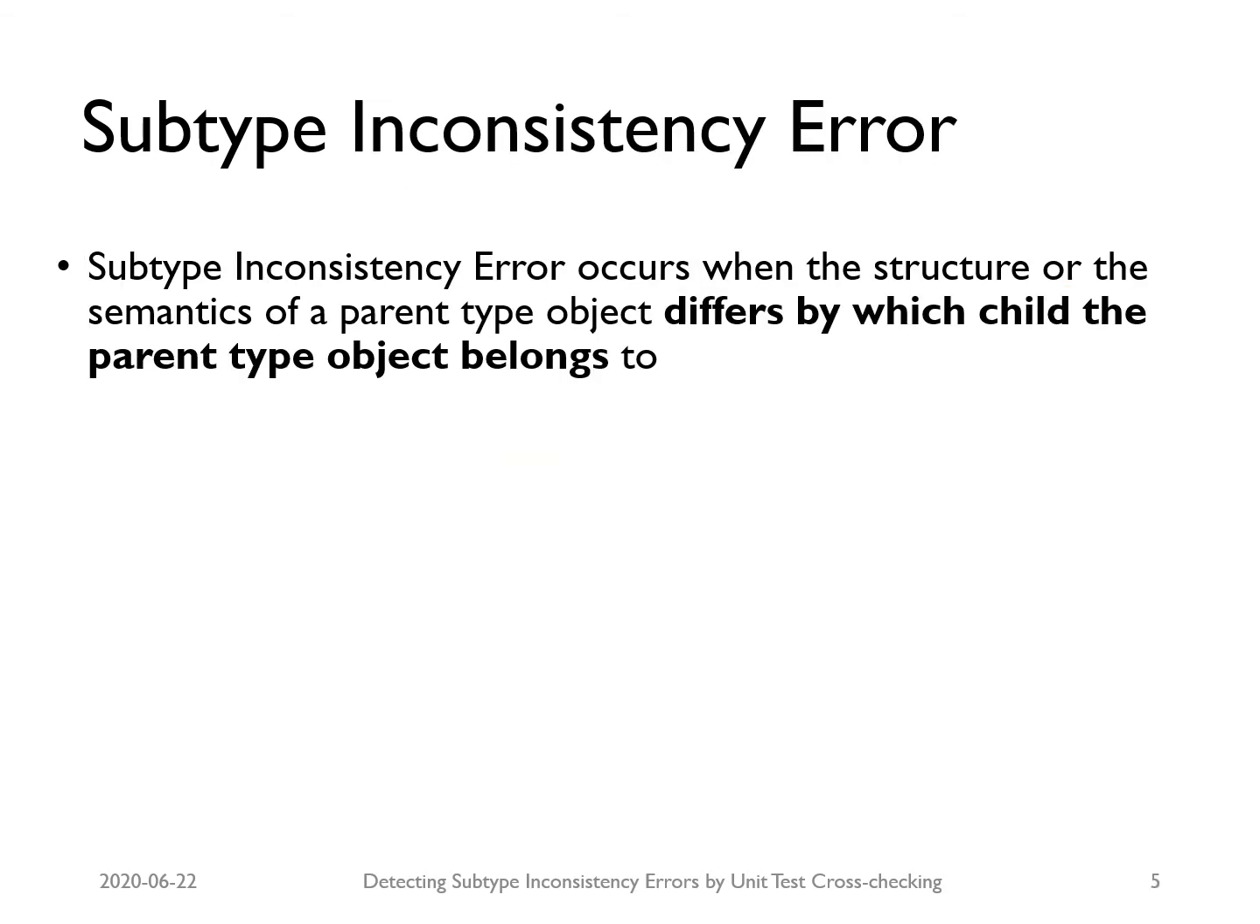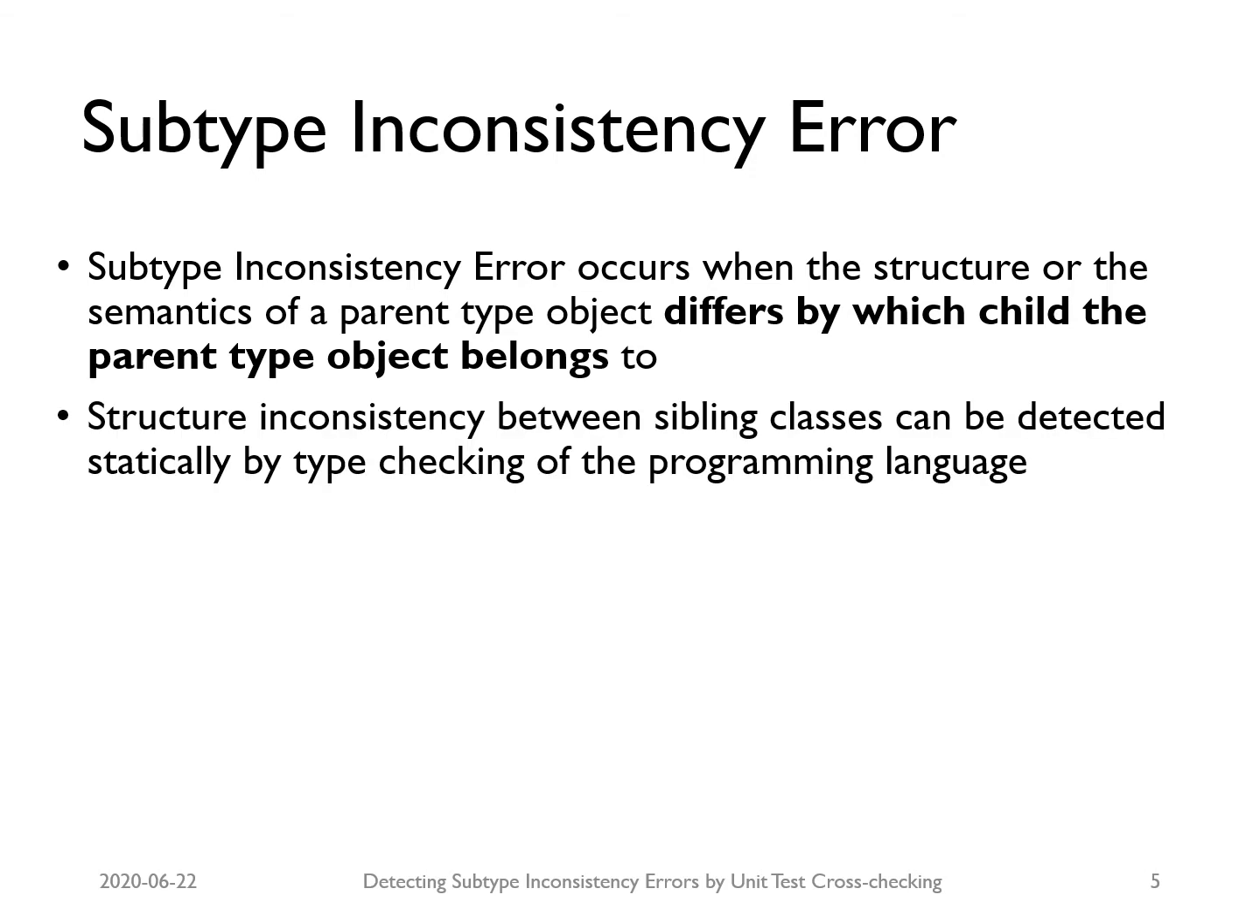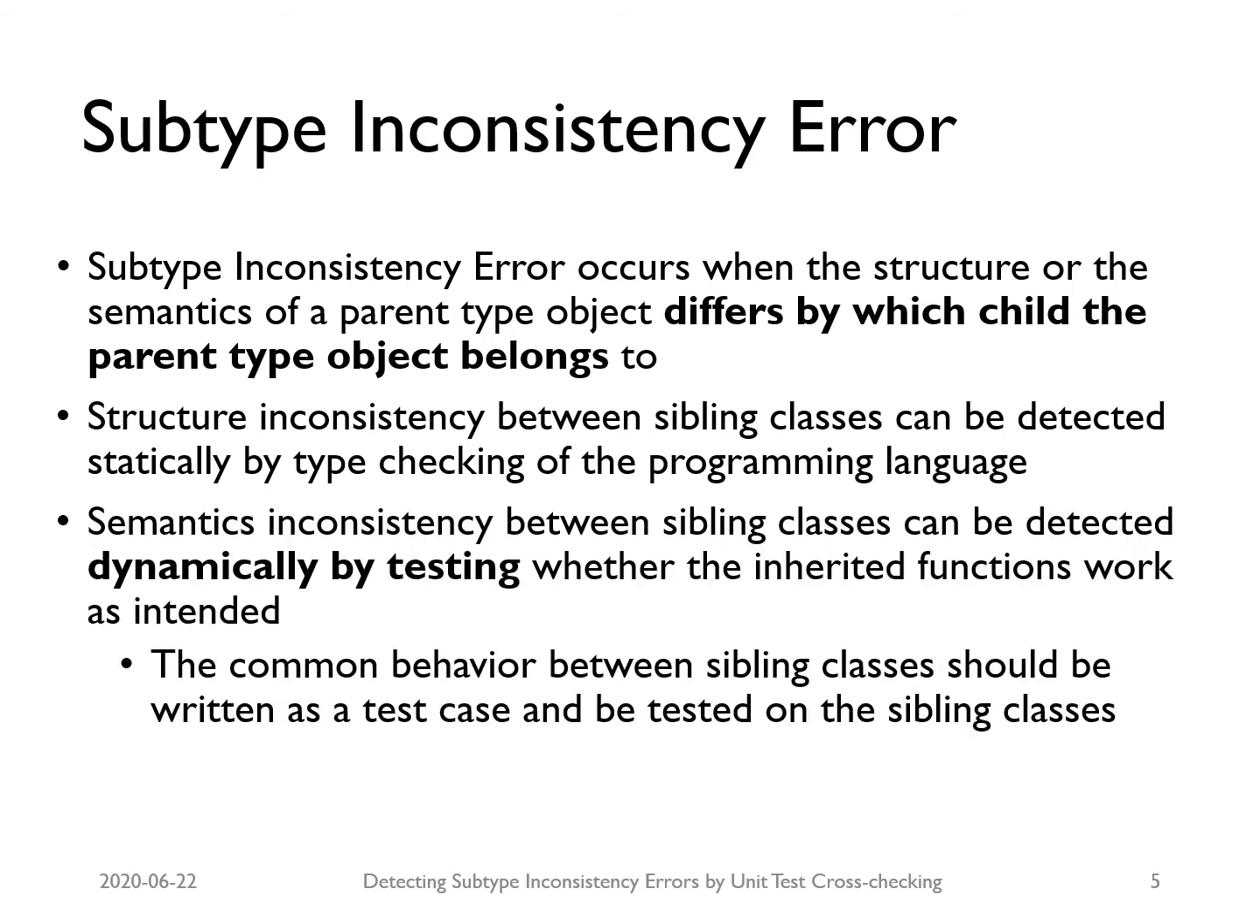The second term is subtype inconsistency error, which is a type of error that occurs when the semantics or the structure defined in the parent class differs by which child class the parent type object belongs to. The structure inconsistency error can be detected by the type checking of the programming language, like Java interface, but semantics inconsistency error can only be detected by testing whether the function works as it is intended.